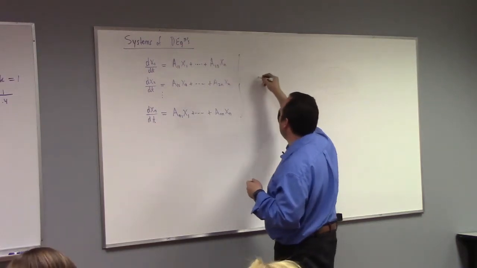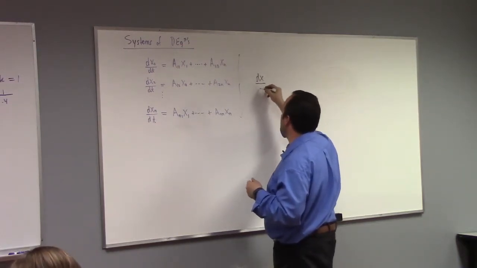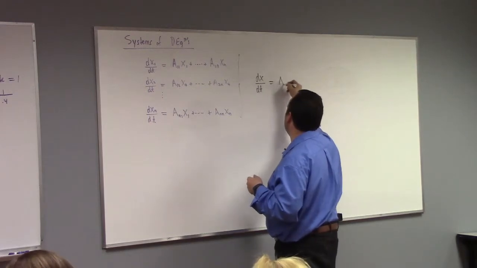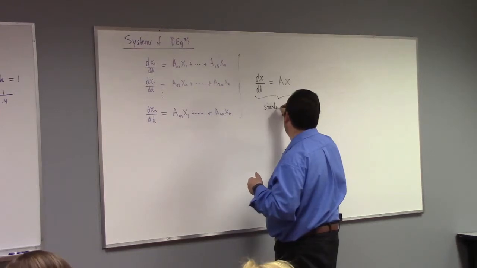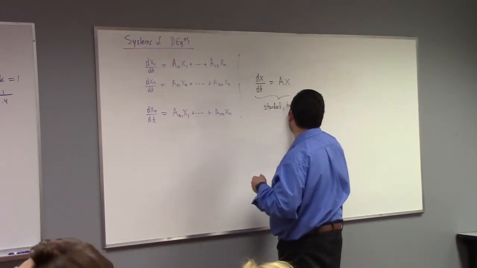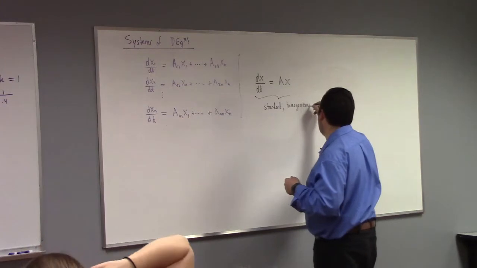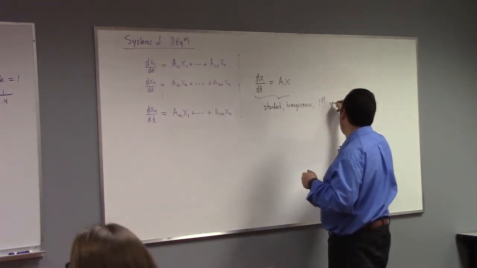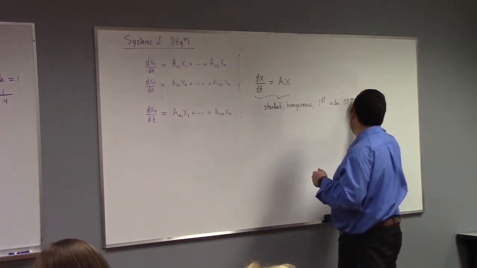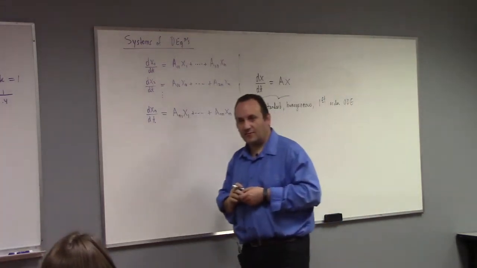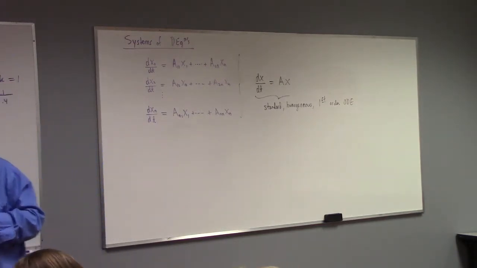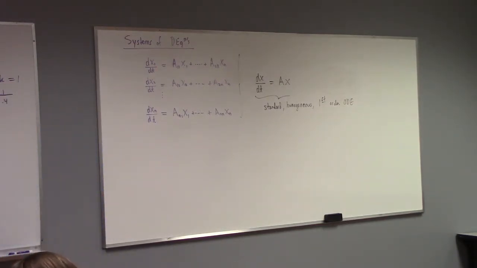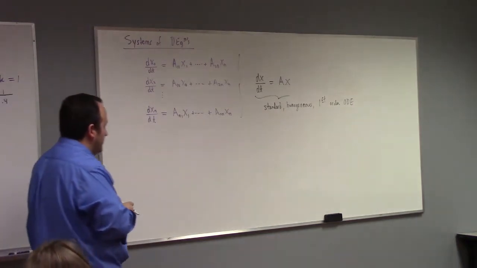But this can be rewritten like this. This is dx/dt equals Ax, and this is your standard so-called homogeneous first order ODE. ODE means ordinary differential equation. Ordinary just means that the derivatives are taken with respect to one independent variable, which we usually think of as time. So this is an ODE.